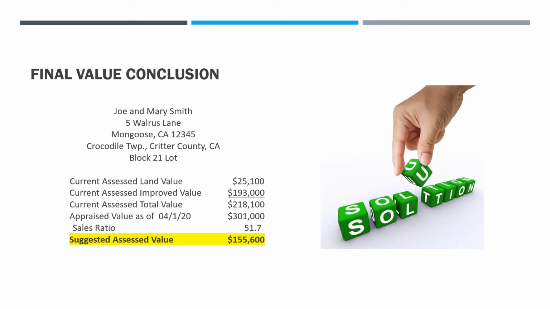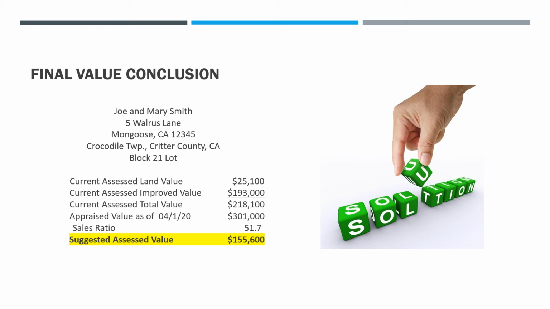This slide, we come up with our final value conclusion. So what we do is we add up the current assessed land value, the current assessed improved value, and come up with the current assessed total value, which the tax assessor tells us this dwelling is worth. Now our appraised value as of that certain date comes up to $301,000. And we notice we have the director's sales ratio of 51.7%.